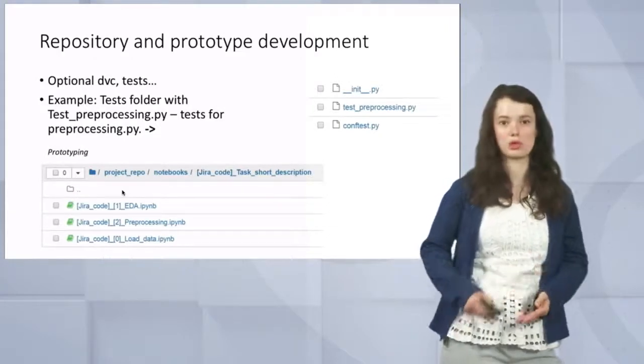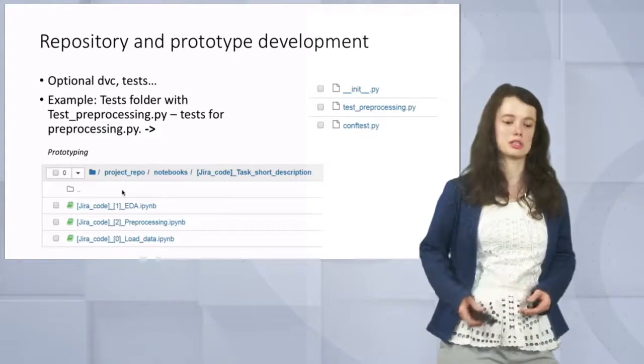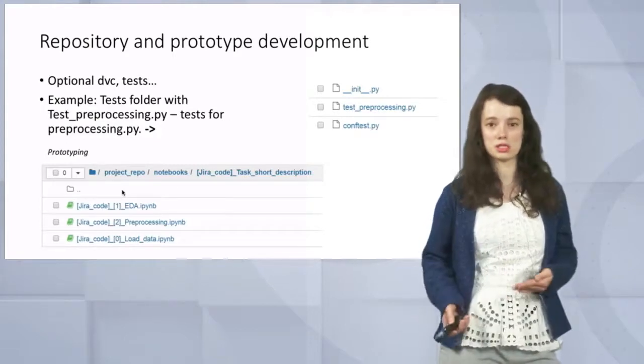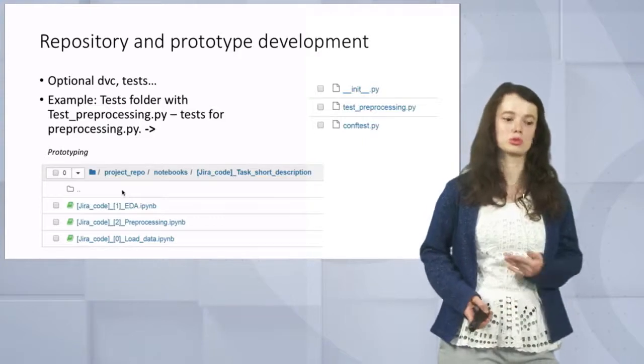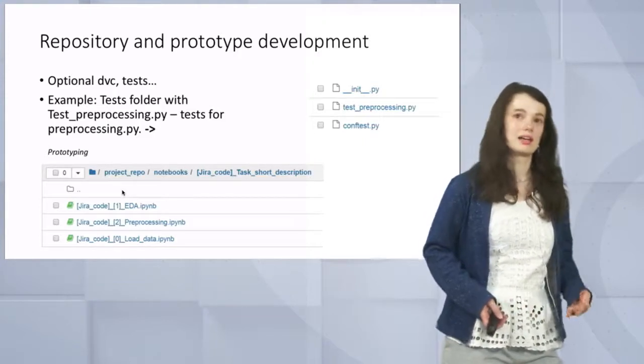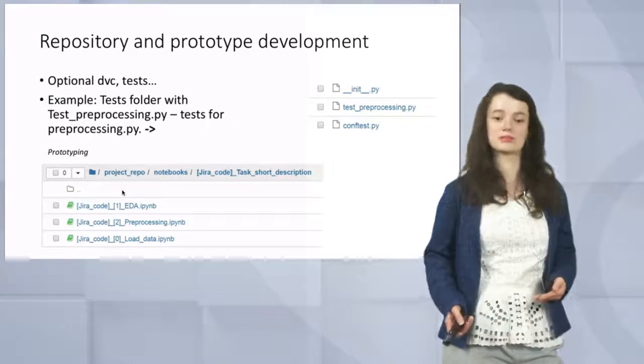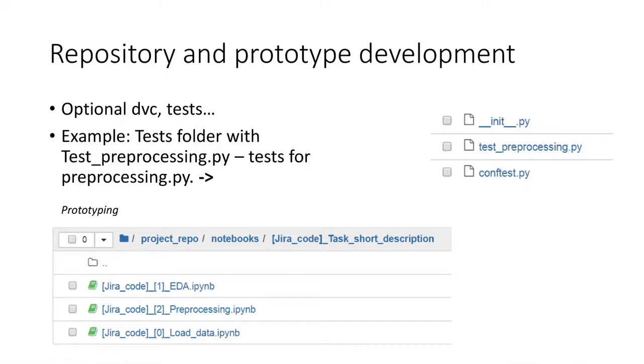Another useful thing for the repository is using standard folders for DVC and for tests. Tests help you to write your code even better, but I'll talk about it in my next speech. You start with prototyping your model in notebooks. For example, you may find it useful to put numbers in the naming of your notebooks, or any other convention which you find convenient. And then you rewrite that code from notebooks into modules.